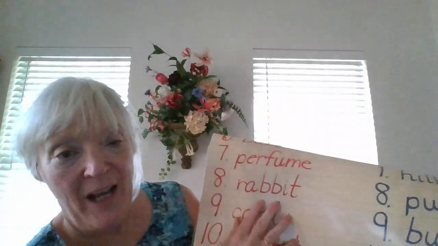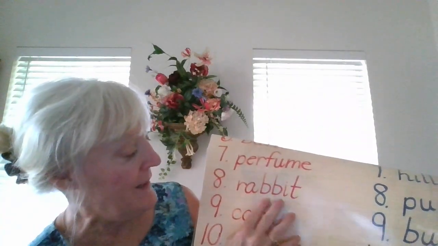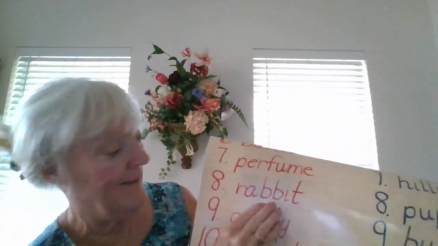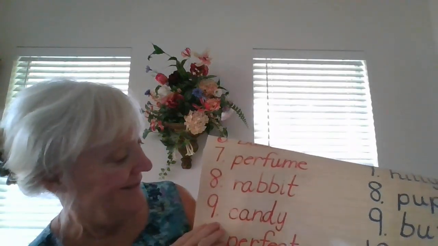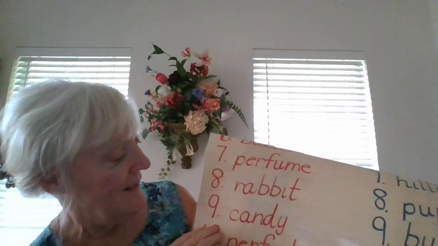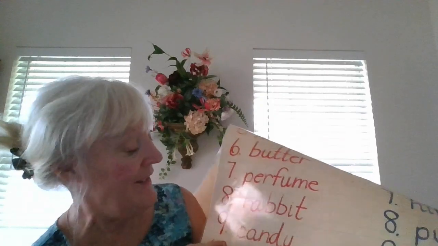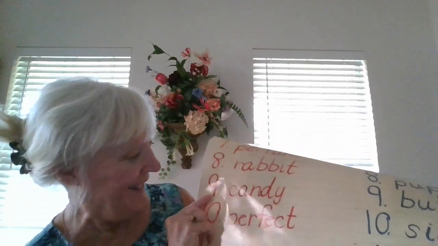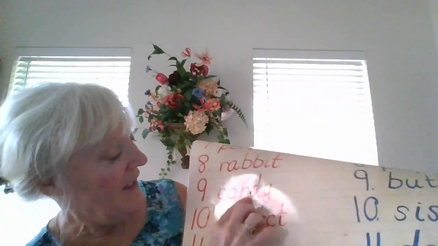Okay, number 8. Can you see where we divide it? You see the 2 consonants in the middle? What's the first part? What's the second part? What is the whole thing? Say it faster. Rabbit. Rabbit. Very good. Okay, the next one.